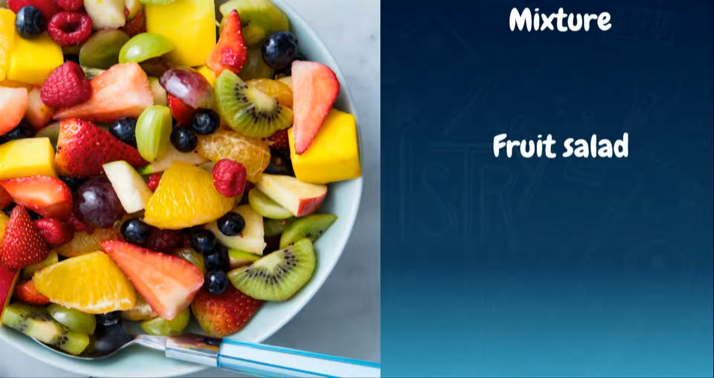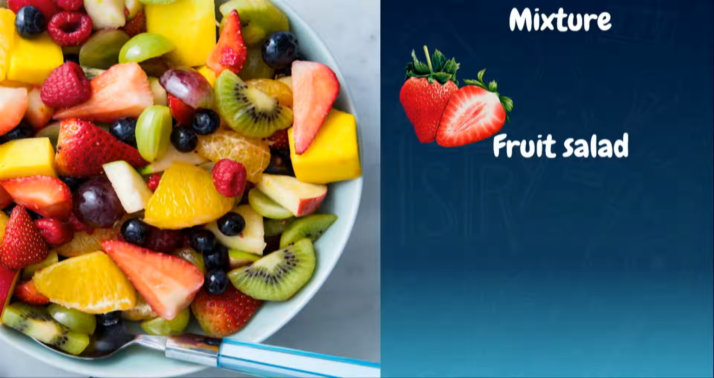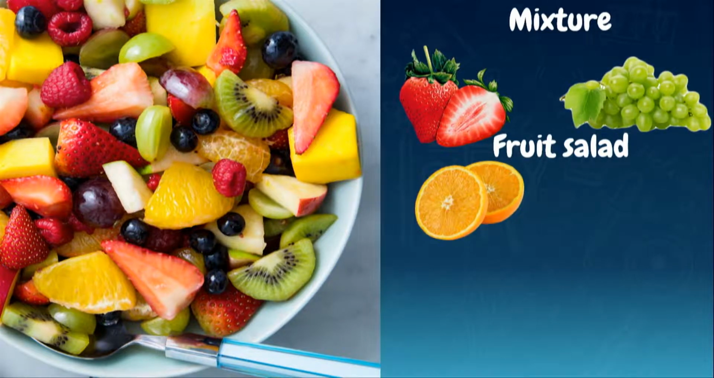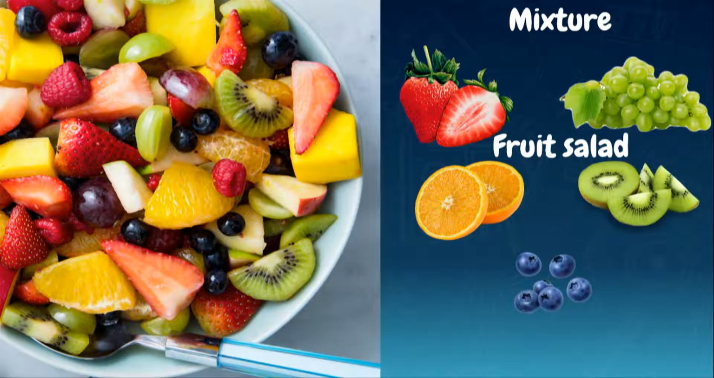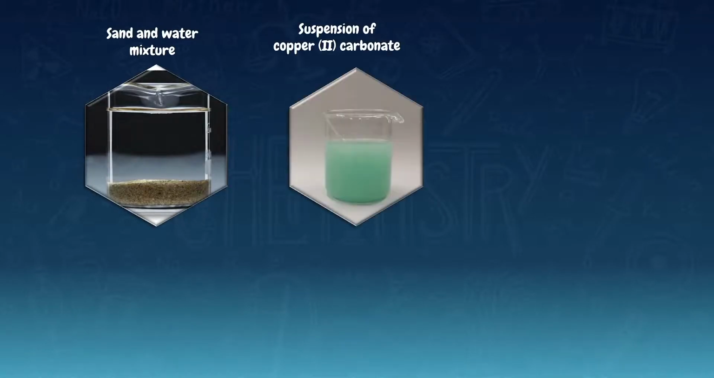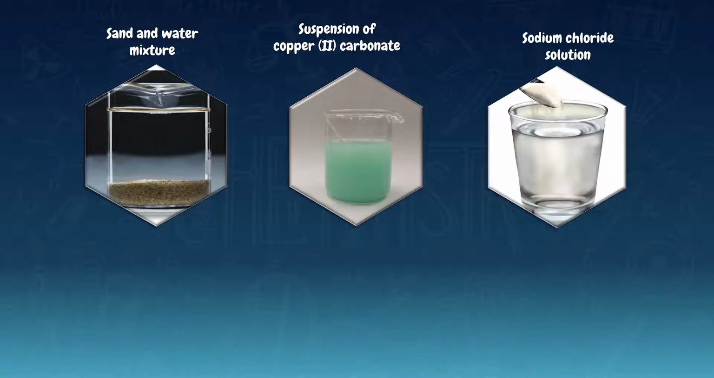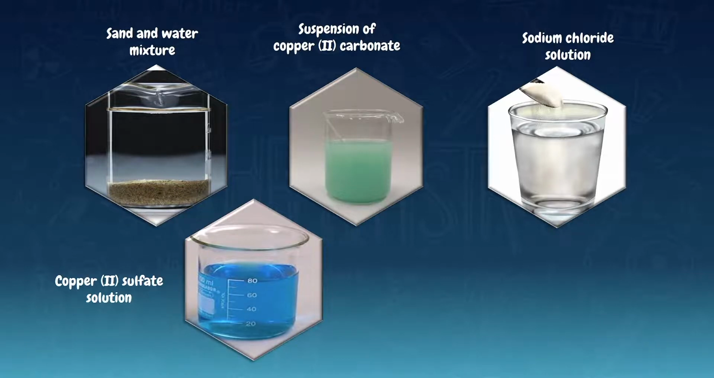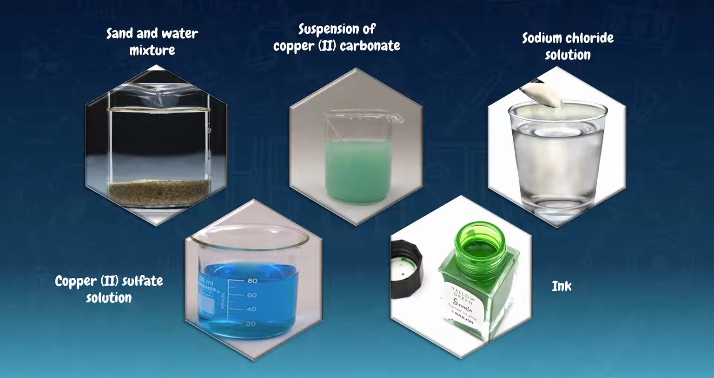Another common example of a mixture is a fruit salad. This fruit salad consists of strawberries, grapes, orange, kiwi, and blueberries. As you may have noticed, we are surrounded by many mixtures, which are made up of different components. Now, observe the following pictures, which illustrate some mixtures. You will be required to list the different components in each mixture. So, observe the pictures carefully and identify the different components present in each mixture.